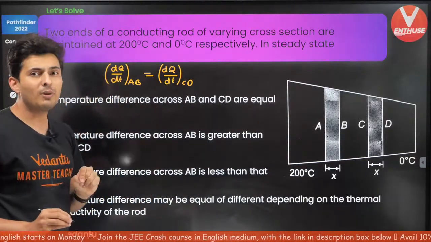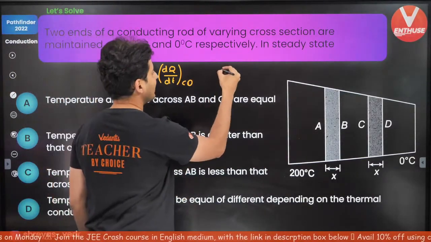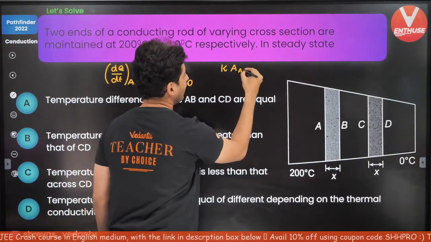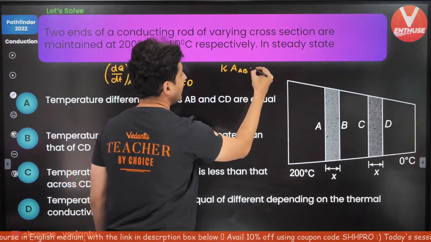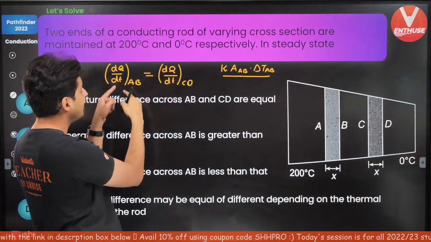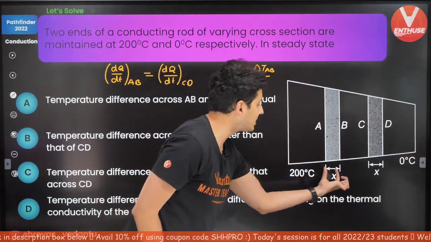Now, what is dq by dt by the formula? It is nothing but K A, for that area of cross section AB, into delta T for AB divided by length. What is the length of this AB section? It is X.